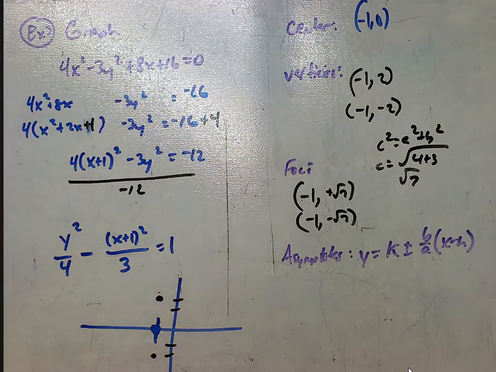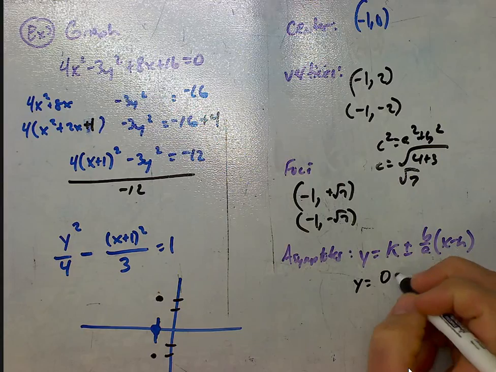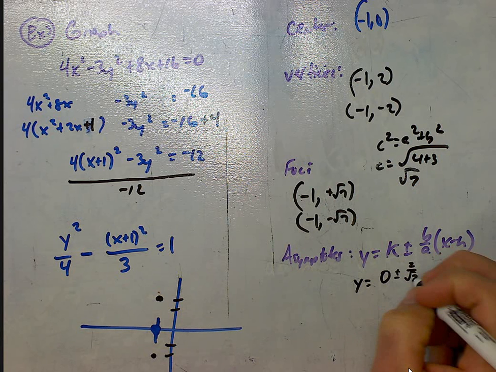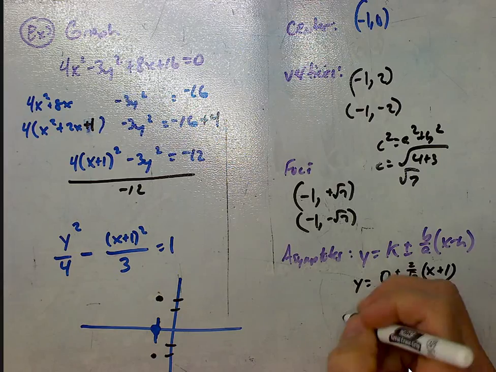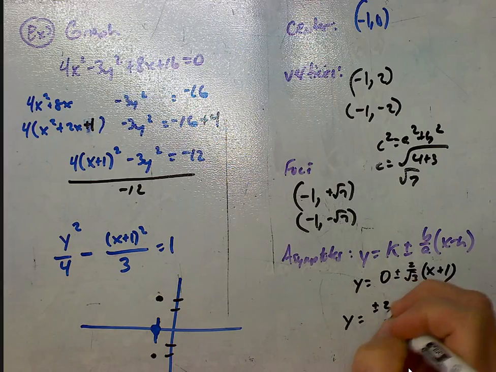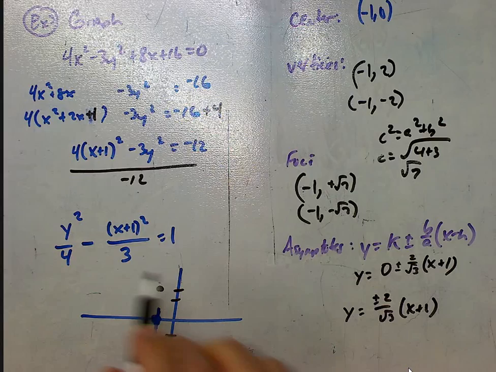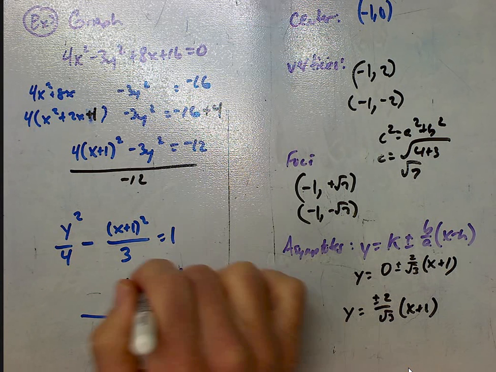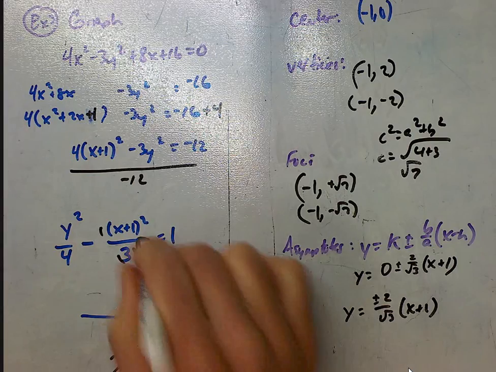Okay, and the asymptotes. Y equals k, which is 0, plus or minus b, which is 2, over square root of 3, times x, h is negative 1, so plus 1. So we're going to leave it as y equals plus or minus 2 over square root of 3 times x plus 1 are going to be the asymptotes. Okay. Square root of 3 in the y direction, so 1 point something, about there, about there. Draw the little box, and the graph looks like this. Here's how you do example 3.